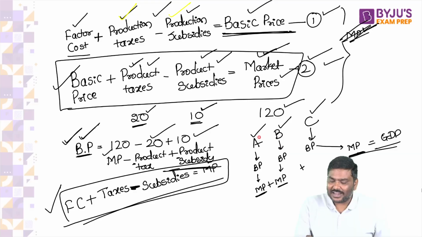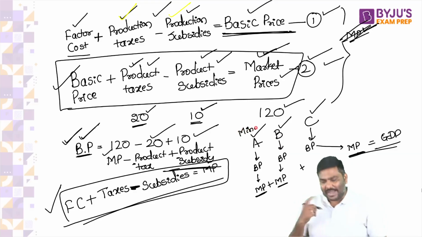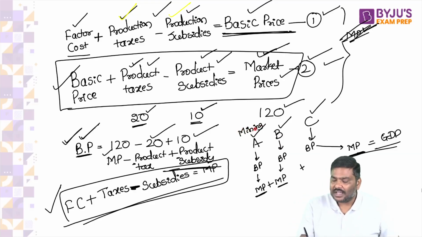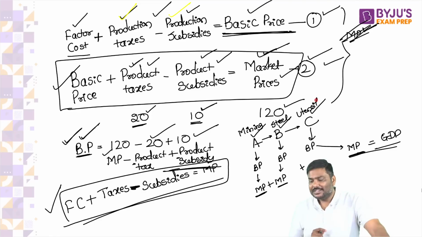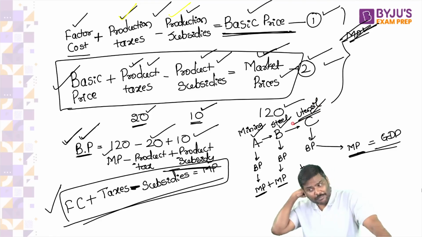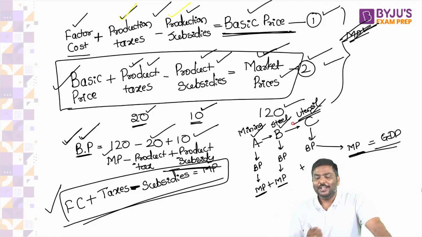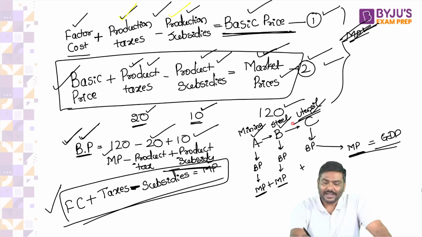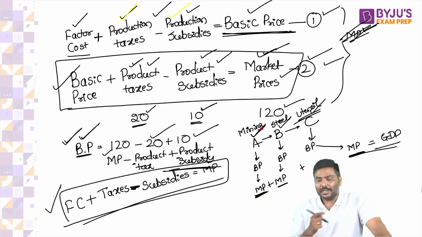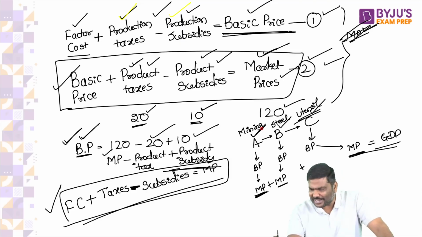I'll take the earlier example. A is a mining company, B is a steel manufacturing company and C is a utensil manufacturing company. Steel is used by company C to manufacture utensils. Now, is the formula correct? Market prices of all the goods produced by company A plus market prices of all the goods produced by company B plus market prices of all the goods produced by company C. Will it give me the GDP number?